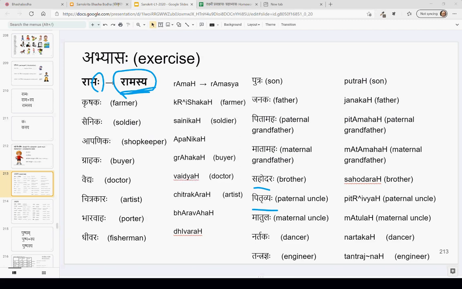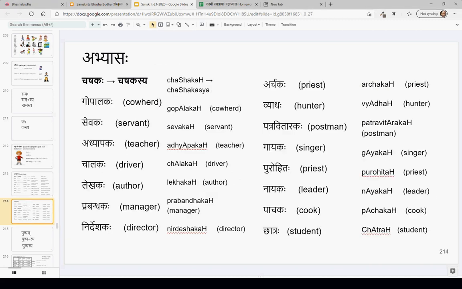Pitruvyaha. Okay. Good, Pitruvyaha. Thank you so much. Okay, anyone else want to try? Let's go to the next slide, which is similar, and a couple of examples here.